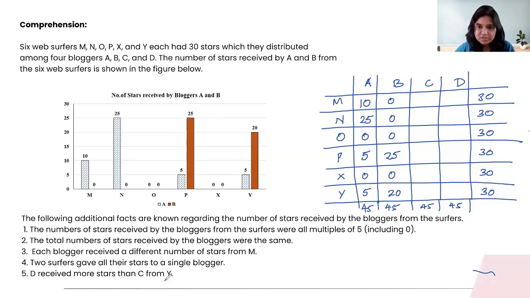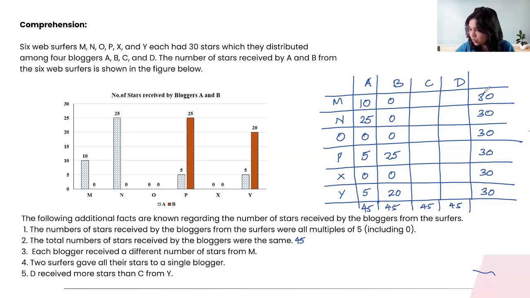Now let's look at the additional information that we know. The number of stars received by the bloggers from the surfers were all multiples of 5, including 0. That's done and dusted there. The total number of stars are the same, which is 45 each. Each blogger received a different number of stars from M. Let's go back to M now.